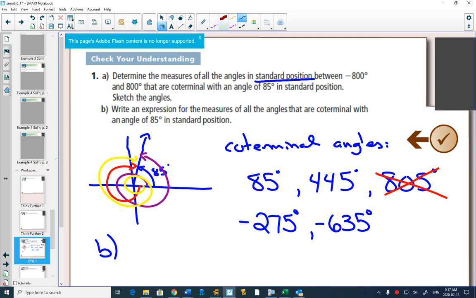Write an expression for all the angles. So now we wrote the first 4. Now we want to write the rest of them if there were no restrictions. Can you see that there's an infinite amount?